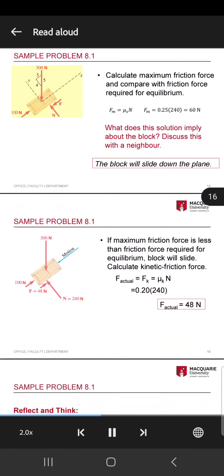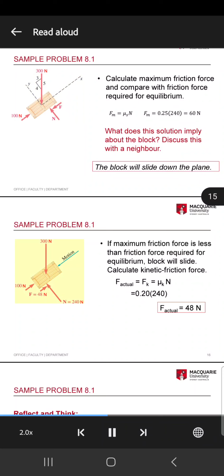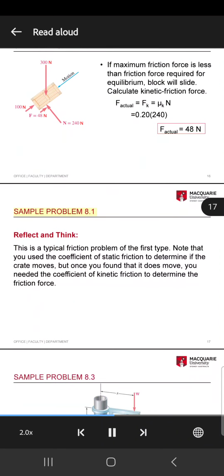Free body diagram showing applied 100-pound force, weight force, normal force N, friction force F equals 48 pounds acting up the plane. Sample problem 8.1. Reflect and think.